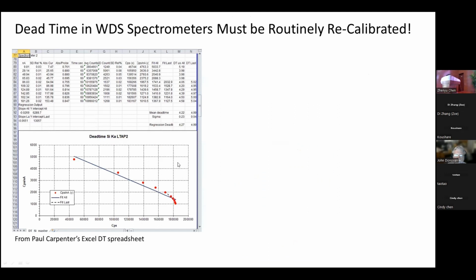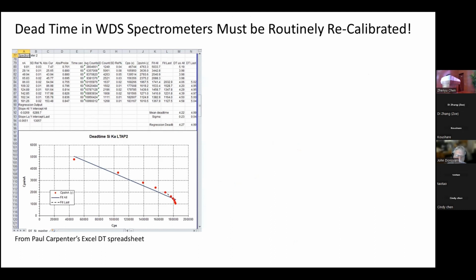And here we have the next thing I'd like to talk about, which is dead time in WDS spectrometers. Normally, we don't want to recalibrate the dead time. We assume the factory has done it, but the problem is that the factory may not have calibrated the dead time at levels sufficient to show the effect.